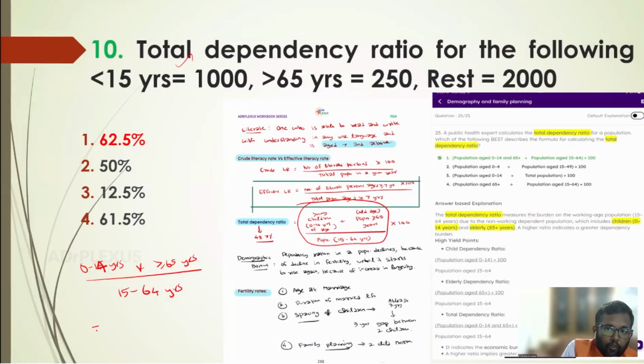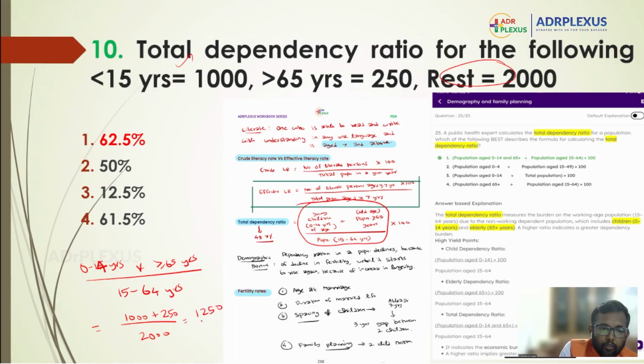So how can we calculate? So how much is 15 to 64 years? They've given it as 2,000 people. Less than 15 years is 1,000. We are adding 250. So 1,250 by 2,000 is 0.625. If you convert to percentage, 62.5%. So this was an easy question.